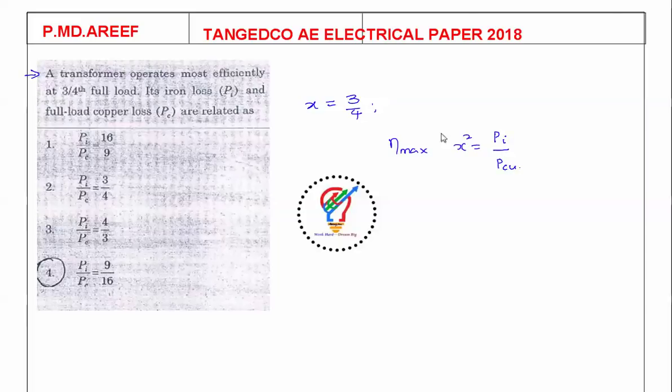So the X value is already given. So Pi by PCU is nothing but X square, which is 3 by 4 whole square, which is nothing but 9 by 16. So iron losses by copper losses, that means it's the ratio of iron losses to copper losses to get the efficiency maximum will be this one. So the answer here is the fourth one, the right option.